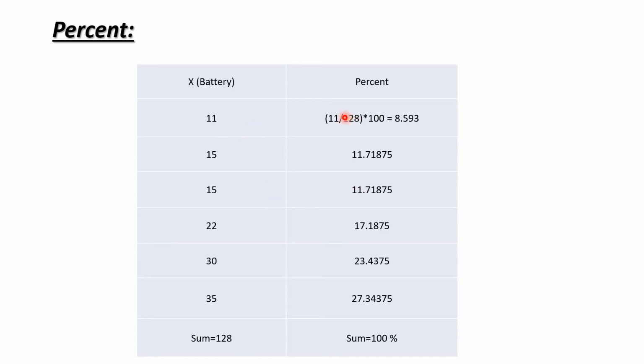So in that case, the simple formula is the element number, that is 11, divided by sum, that is 128, into 100, right? 11 divided by 128, that is sum, into 100, we will get the percentage of each of the elements, right? Then once you sum that percentage, you will get 100. If you do not get 100, in that case your calculation may have gone wrong. So in that case you can go and check one more time.